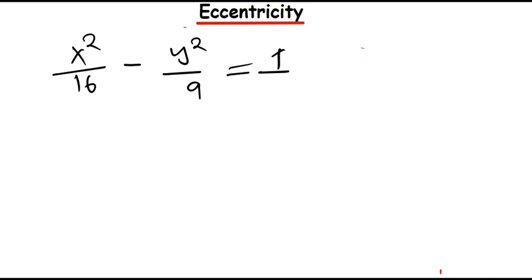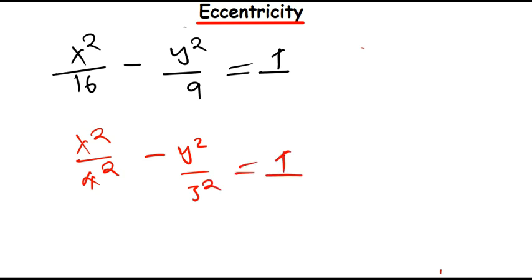So we have x squared over 4 squared minus y squared over 3 squared is equal to 1. So what shape is this? In fact, it's a minus. So this is a hyperbola. Okay, so a hyperbola is very much deviated from being circular, so the value should be greater than 1.